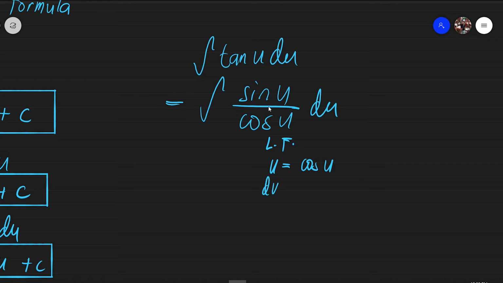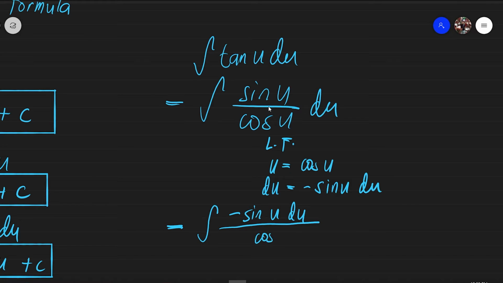And if you get the derivative of that, the derivative of cosine u is simply negative sine u du, right? Then you will apply the logarithmic function formula of integration. The left side of that formula is equal to the integral of du over u. So your du is negative sine u du, and your negative sine u du is all over your u, which is cosine u.